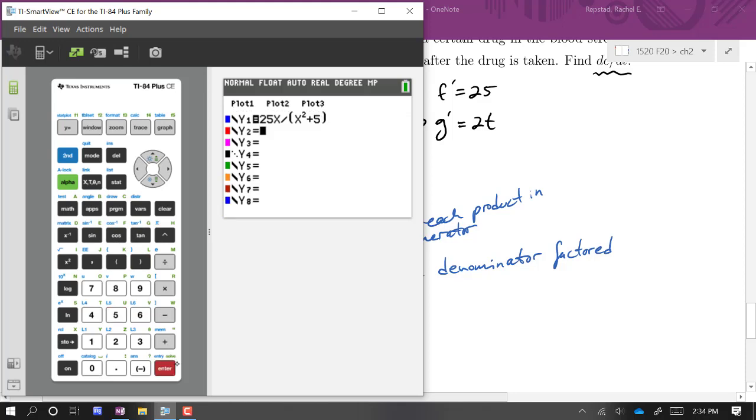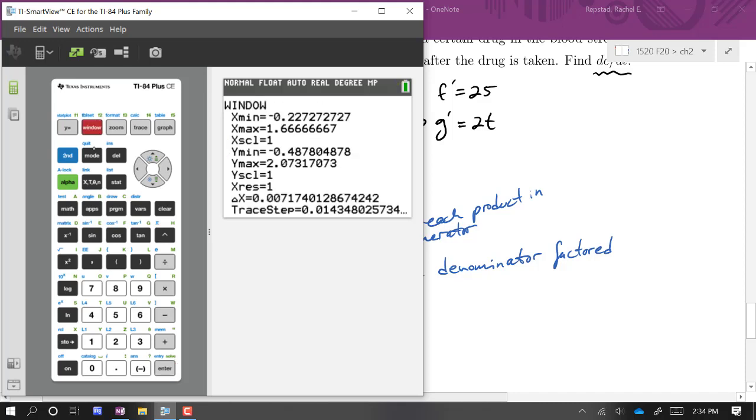Now, if I think about logistical restrictions on the domain, t is not going to be negative, right? We don't need to see what's happening when t is negative, because this function only becomes valid at the instant the drug is taken, and that's t equals 0. So my t only needs to start at 0, and so that's x starting at 0, and maybe I'll go up to like, I don't know, 10.